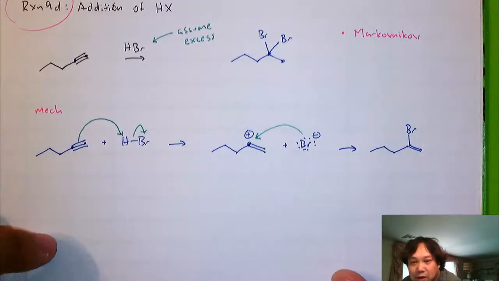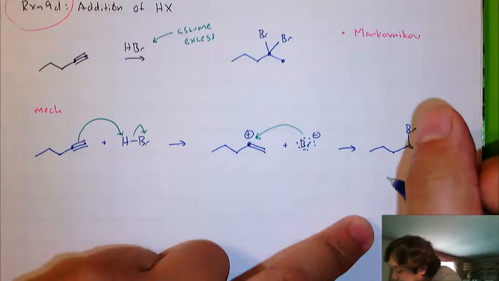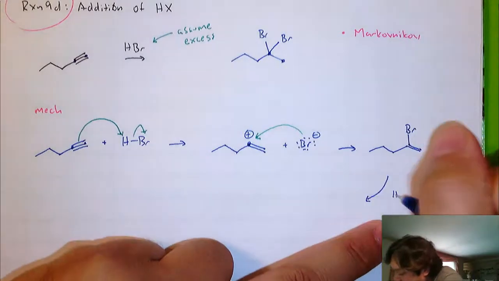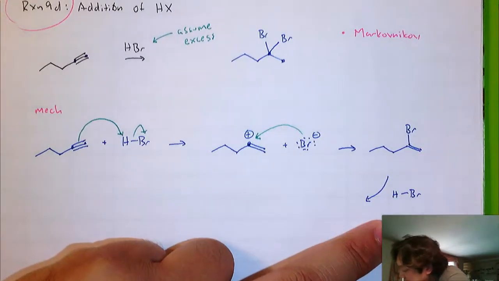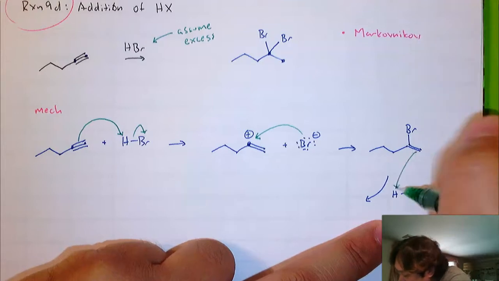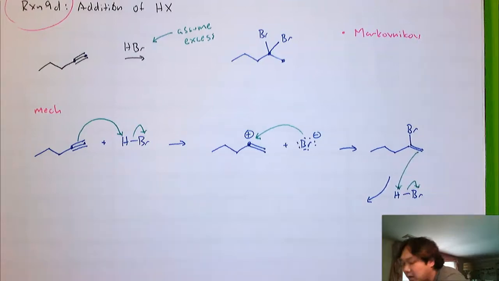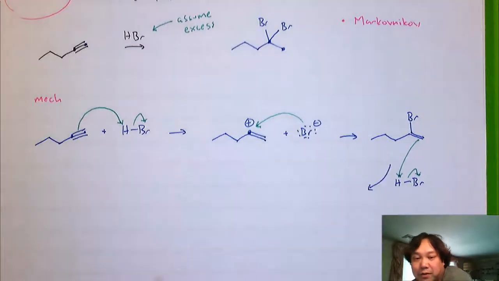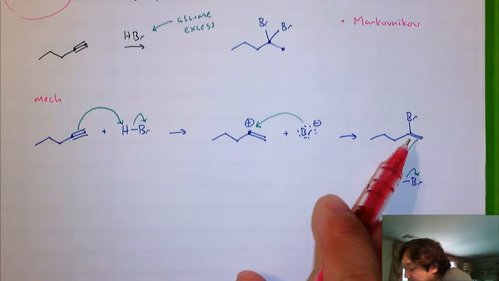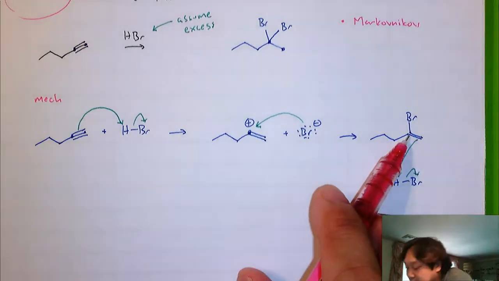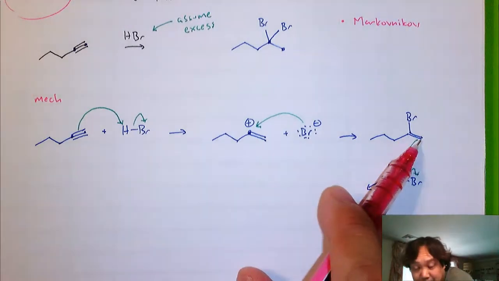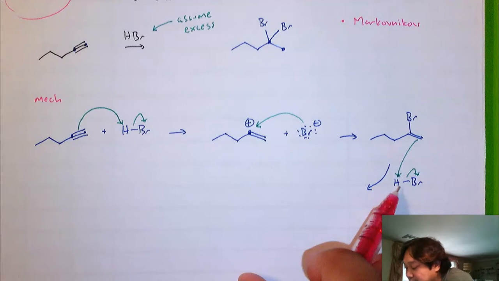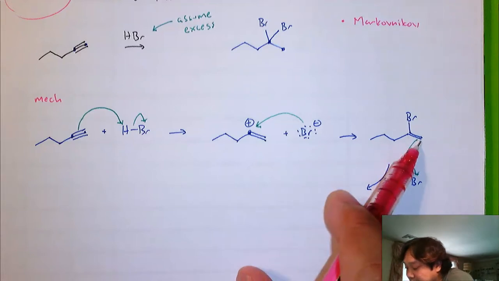Because when we add another HBr, the arrows should be pretty obvious. What may not be so obvious is that where we're going to put the H and where we're going to put the plus charge. We're still using the rich get richer. This carbon has 0 hydrogens. This carbon has now 2. And now the third hydrogen will go here. So the rich get richer.